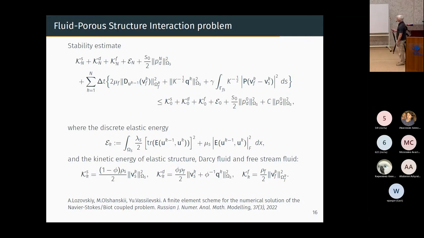And this is how this stability estimate, our recent result, looks like. These are kinetic energies. I'm almost finishing. So this is kinetic energy for the elastic structure. This is kinetic energy for the Darcy flow. This is kinetic energy for the free fluid flow. And this is the free energy, which is composed of the discrete elastic energy and of the norm of the Darcy pressure. These are dissipative terms, model dissipative terms, and everything is bounded by the initial kinetic energies and free energy at the initial time step. So this is what we managed to prove.